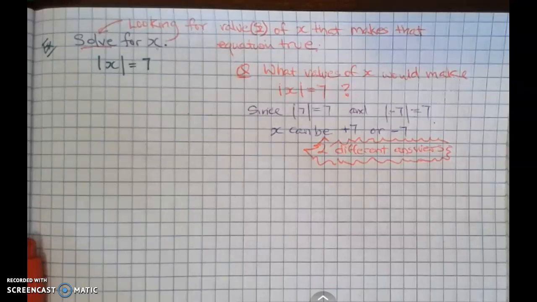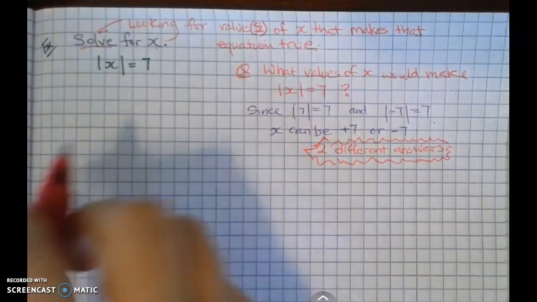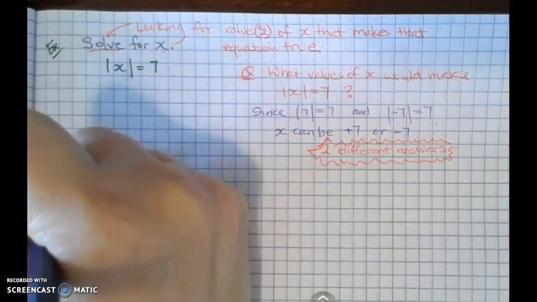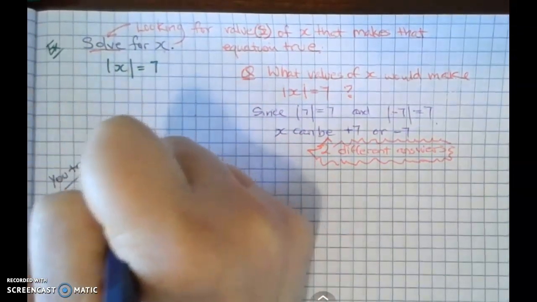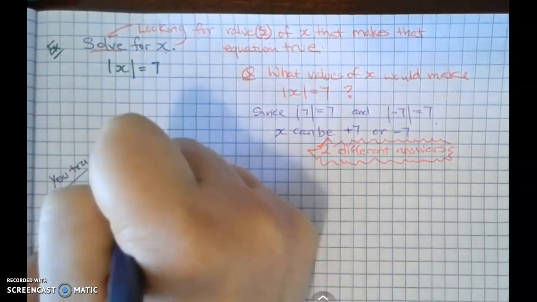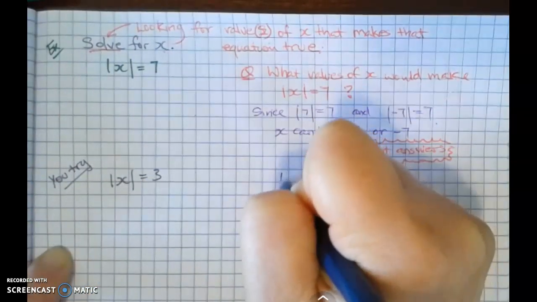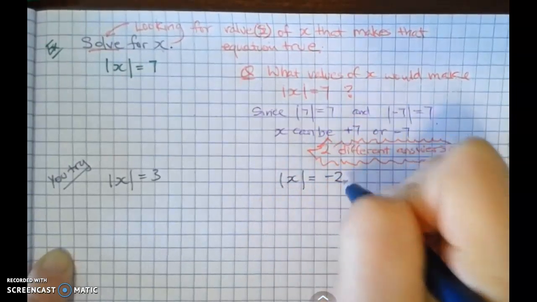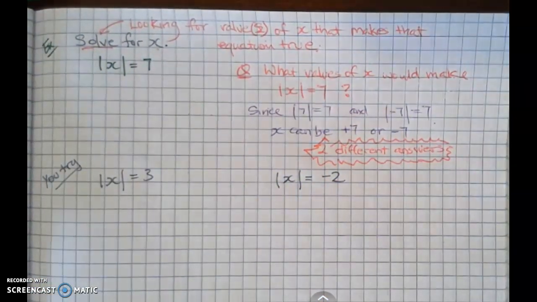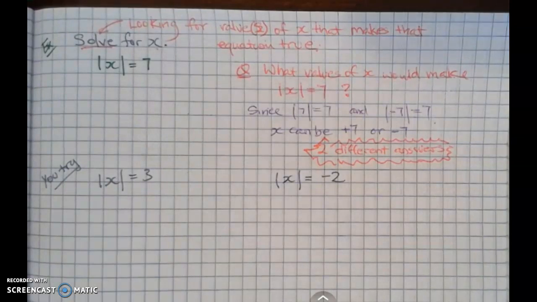Okay, so this time I want you to try for yourself. What if I have the absolute value of x is 3, or the absolute value of x is negative 2? What do you think? I want you to pause the video and try this, and I am going to continue this in the next video.